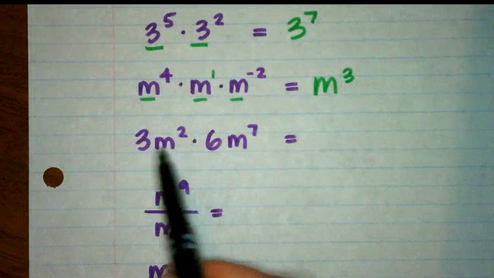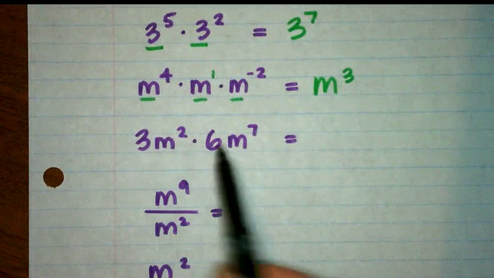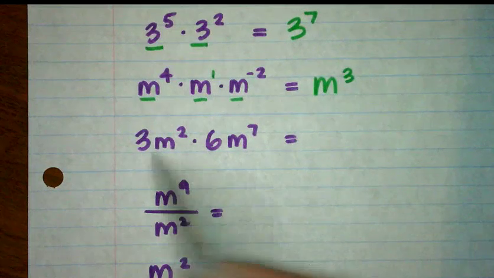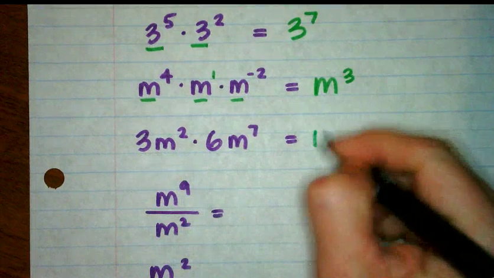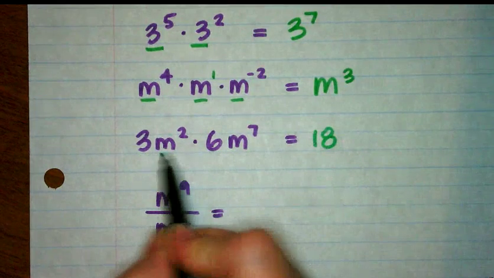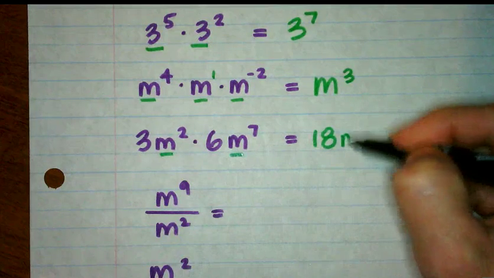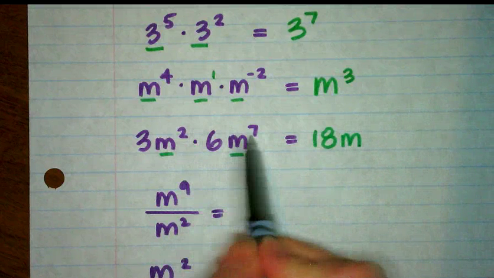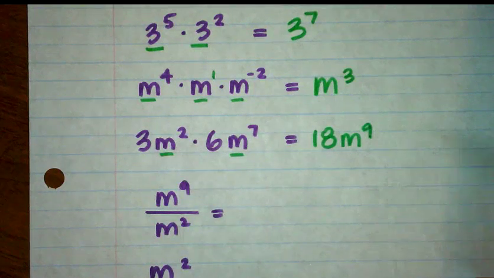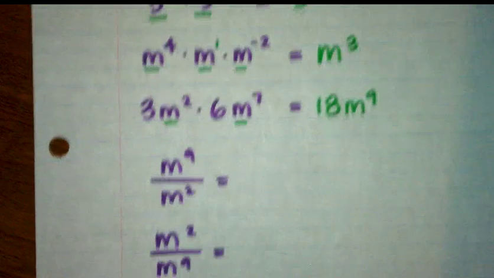When we're multiplying and the bases are not the same, then we have to multiply like we usually would. So 3 times 6 is going to be 18. But here, the bases are the same, and we're going to add the exponents together to get 18m to the 9th.